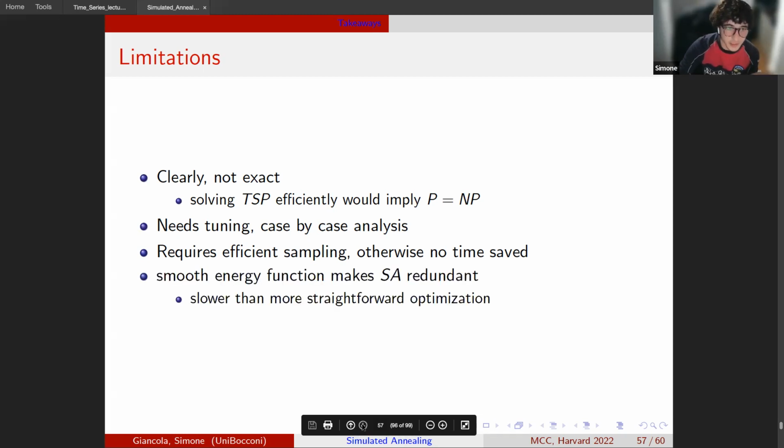Also, it is known that a smooth energy function makes simulated annealing redundant. So if we did not have a highly complex problem with a lot of deep local minima, simulated annealing is not needed. It's redundant, and it's slower than more straightforward optimization.